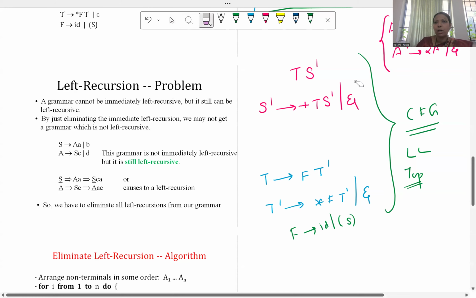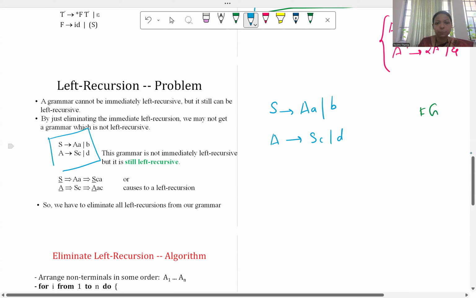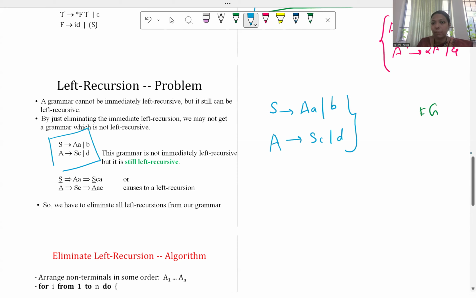Let me explain. Let me take the same example given in the slide and I'll explain how it is. If there is an indirect left recursion, let me write it. It is given as S tends to A, B, and then A tends to S, C, D. This is what is given in the slide. Now if you directly look, there is no left recursion, but there is one. What is the first thing you have to do? If you look at this context-free grammar, there are two non-terminals, S and A.